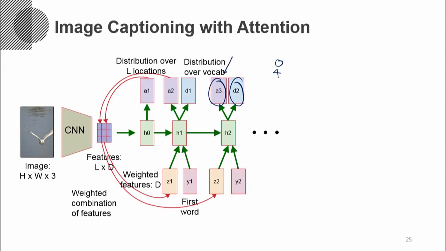So at each time we generate this distribution over L different locations, and this works as the indicator about where to look in order to generate the next word. That can be viewed as some kind of attention that we give to a particular region of our image when generating a particular word. And this attention weighted feature vector is often called a context vector. Okay, so this is how this attention model works.